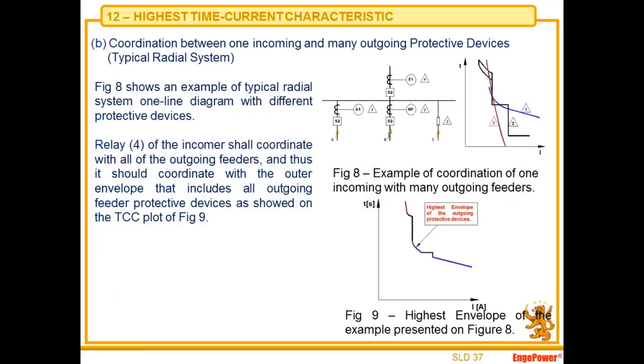Coordination between incoming and many outgoing protective devices. This is a typical radial system. When I have one incoming and many outgoing feeders, I have to coordinate with all of them. In other words, I have to coordinate with the envelope of all of them. Software doesn't perform the envelope. So we have to plot all of them and coordinate with all of them.